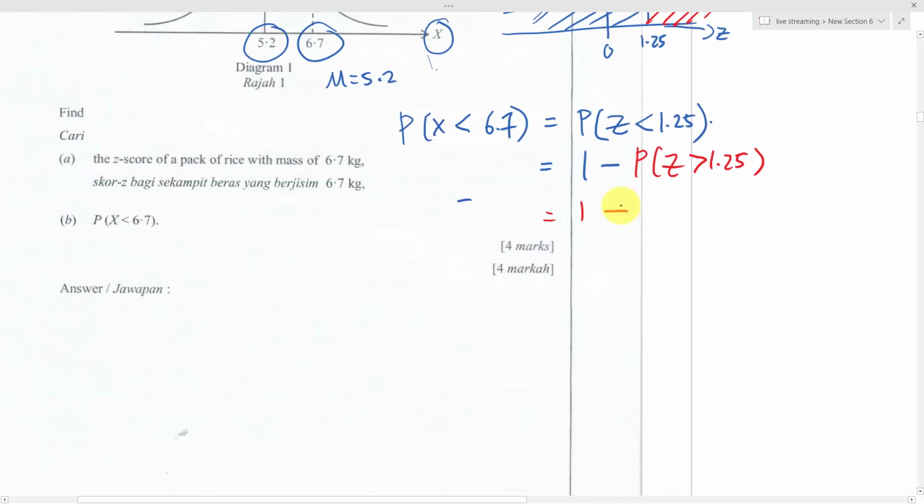So nice. Some of you help me to find 0.1056. Then you use the calculator, you will get 0.8944, isn't it? Let me double confirm 1.25. Yep, it's correct. Okay, so this is how you do this kind of question. It shouldn't be too difficult.